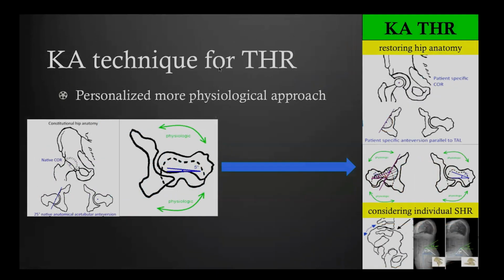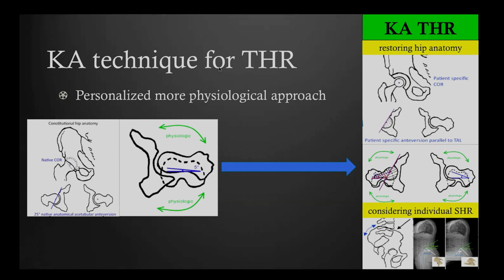So the kinematic technique is not only about the cup, it's about the acetabulum, but also the femoral components. You have a unique constitutional anatomy, and the first pillar of the technique is to restore this anatomy. So you aim to restore the native center of rotation, and the native orientation of the acetabulum, by using the transverse acetabular ligament. Same for the femur, you will try to reproduce the superior, medial, and anterior offset of the proximal femur.